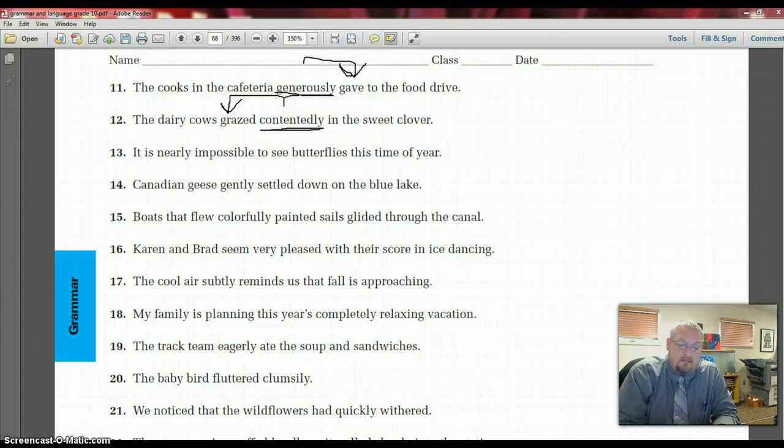It is near impossible to see butterflies this time of year. Nearly is impossible is where your arrows go. So again, nearly is your adverb. Number 14, Canadian geese gently settled down on the blue lake. Gently settled.